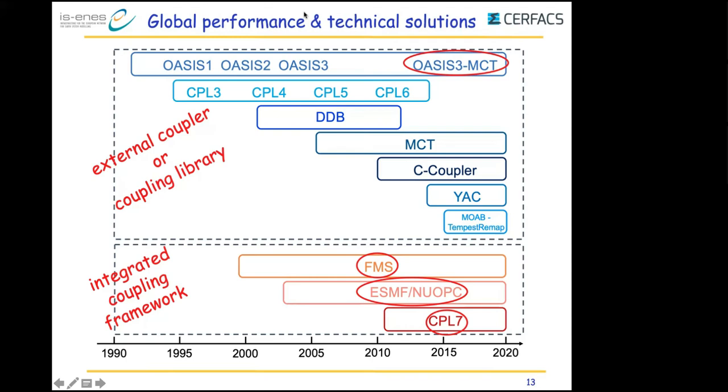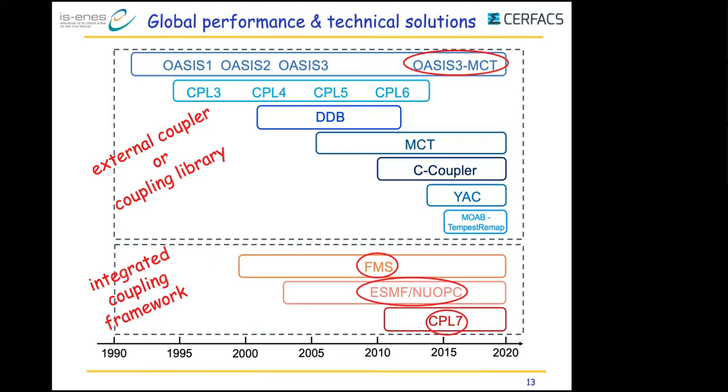Okay, so just as a summary, in the first part, I tried to stress the fact that when you are assembling a coupled system, you have to take care about the coupling algorithm, the way you want to exchange your coupling fields, the way you want to run your components, which influence the way you will use your computing resources. And you have to think about that, so to have a performant system.